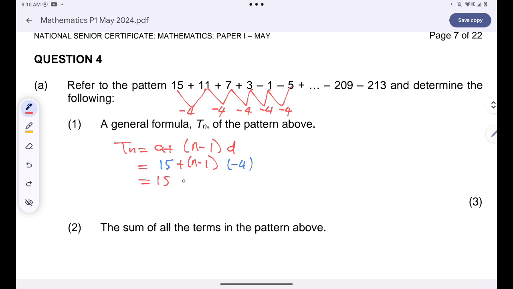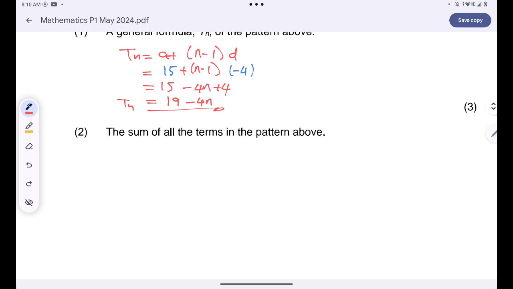So I'll have 15 minus 4n plus 4. I'll be left with 19 minus 4n as my general formula. Okay.